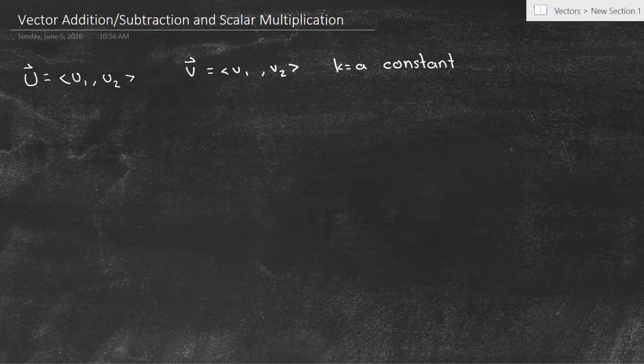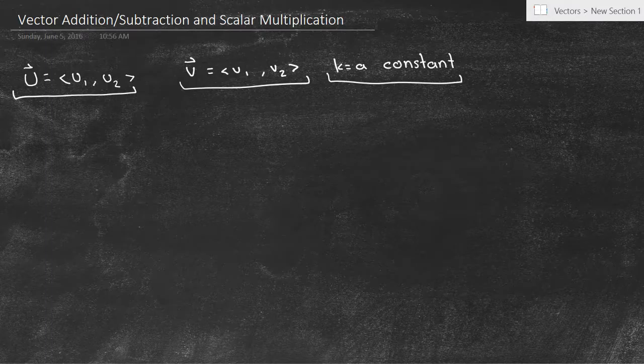Hey guys, so in today's video we're going to talk about vector addition, subtraction, and scalar multiplication. And so what we have here is just our basic formulas for a vector. We've got a vector u, we've got a vector v, and we have k, which is a constant. So vector u equals u1 and u2, and that just shows the direction of the vector. Then v is v1 and v2.